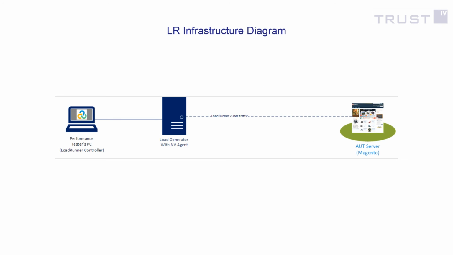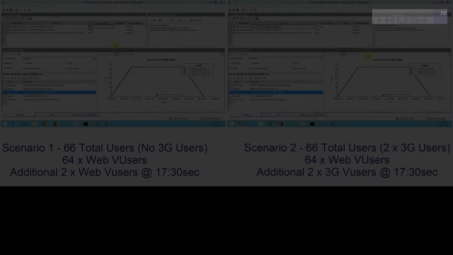This diagram shows our setup. We have a performance tester's PC running LoadRunner controller. As well as this, we have a load generator with the NV agent installed on it. The traffic from that load generator is throttled by the NV agent before it hits the application under test. For this test, we're continuing to use our Magento e-commerce application.